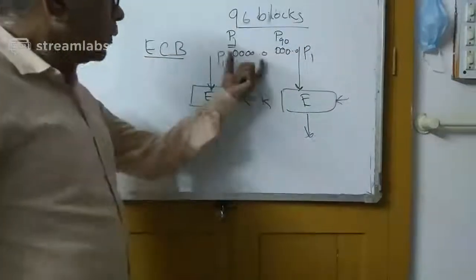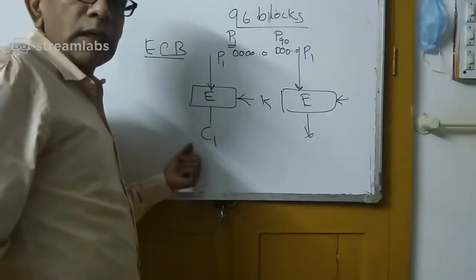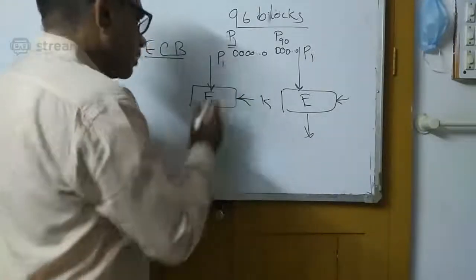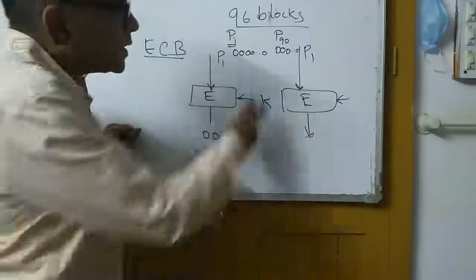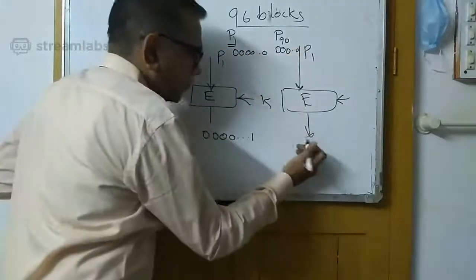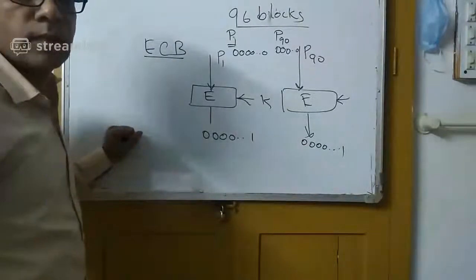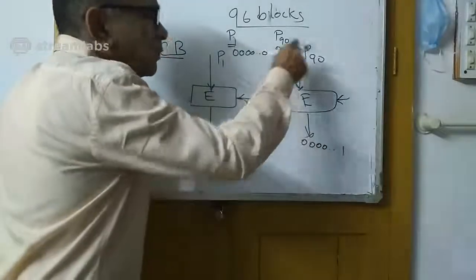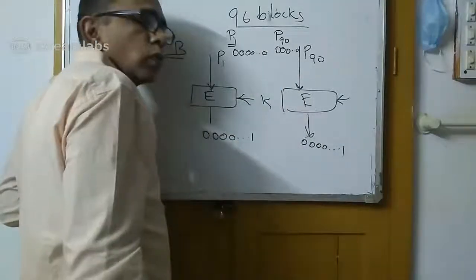Whatever outcome we get when it passes through this ECB block, say the outcome is all zeros and the last bit is 1, you are going to get the same outcome for the similar bits at the 90th block. It should not happen. This is the major drawback with this particular thing. Whatever outcome you get in the first block, you get the same outcome if the same input is applied. This is the major drawback of ECB mode.